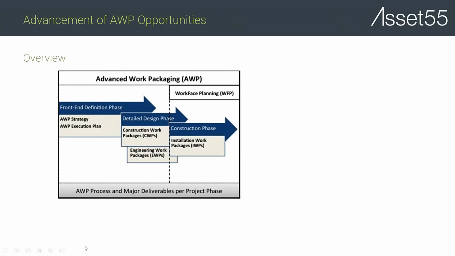So at a high-level overview, this graphic represents what advanced work packaging is. In the front-end definition, there's the strategy and execution plan. We move into detailed design where we develop our CWPs, CWAs, and align our engineering and procurement work packages so that we can get into the creation of installation work packages during the execute phase. What this does well is it aligns the delivery of procurement and construction, and it can definitely improve bulk construction productivity through to about 65% complete.